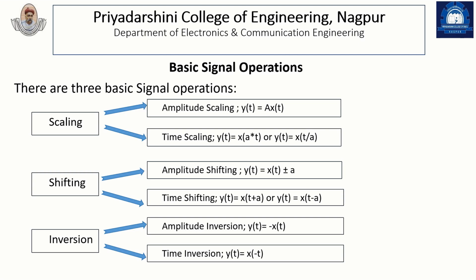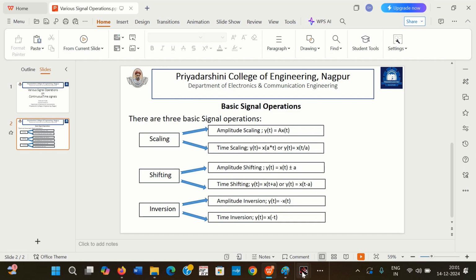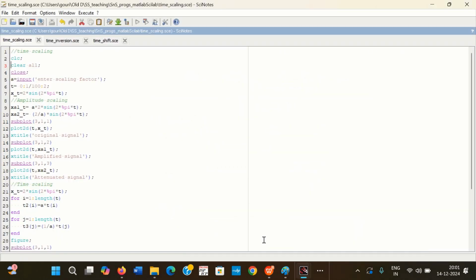Now to understand these signal operations more clearly, we can use Scilab software, on which we can plot these signals after performing these basic signal operations, so that the concepts become clearer to you. Scilab is an open source platform. It is similar to MATLAB, but MATLAB is licensed software. So Scilab is the open source alternative to MATLAB. All the operations performed in MATLAB can also be performed in Scilab.